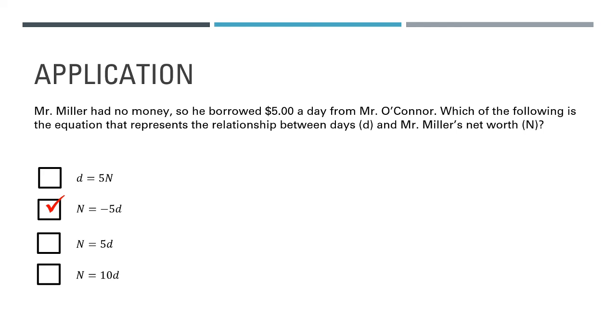The correct answer is n equals negative 5d. N represents his net worth, and it's going to decrease by 5 each day that he borrows $5 from Mr. O'Connor.